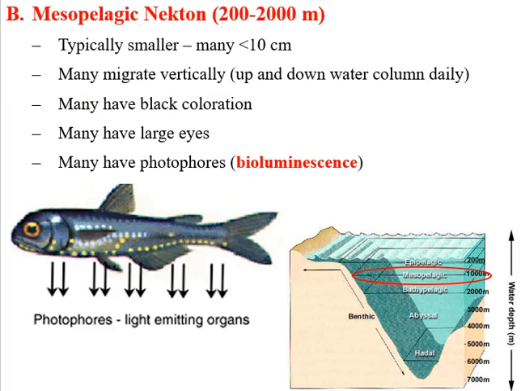The mesopelagic. Now I mentioned that there's the epipelagic, where you find a lot of big animals. Well, in the mesopelagic you tend to find smaller fish especially, but there's a lot of squid as well.